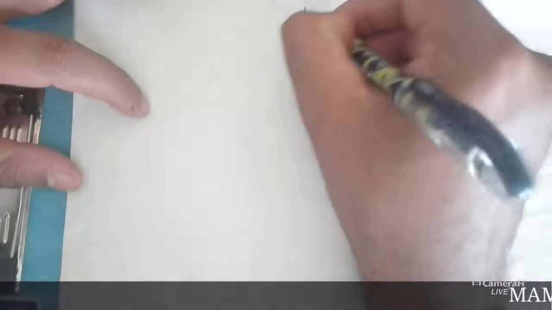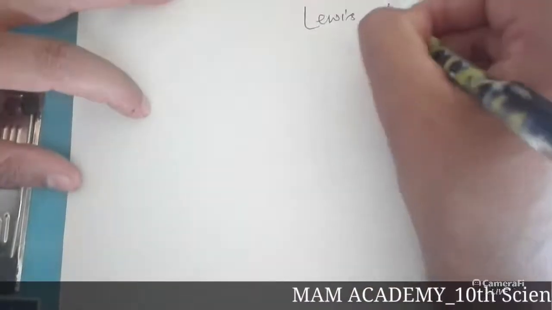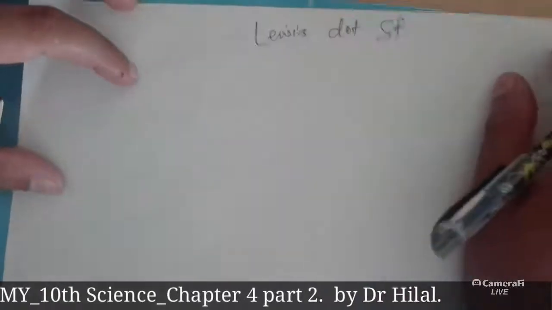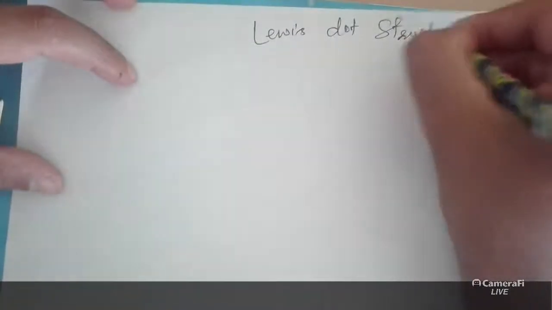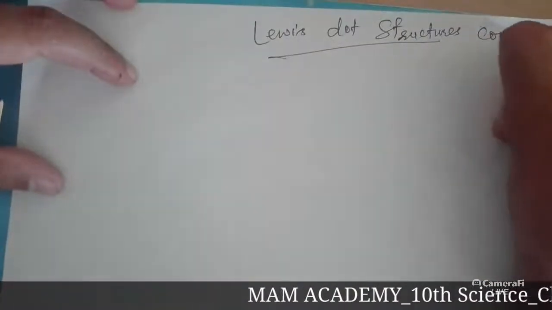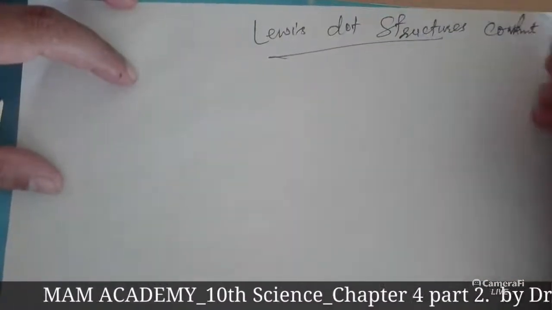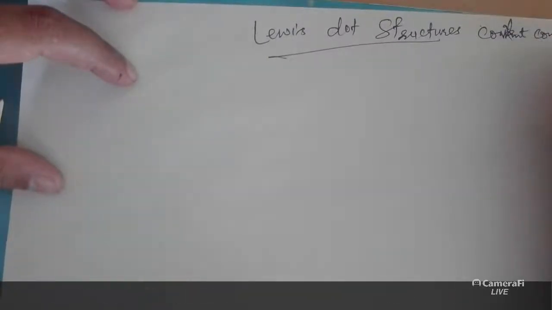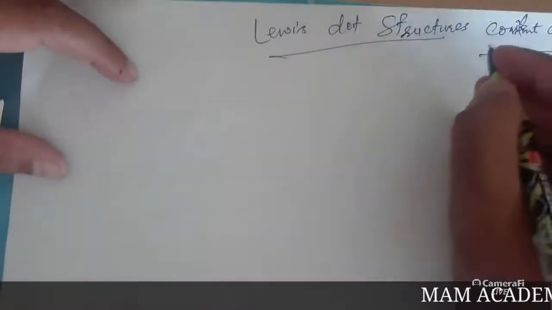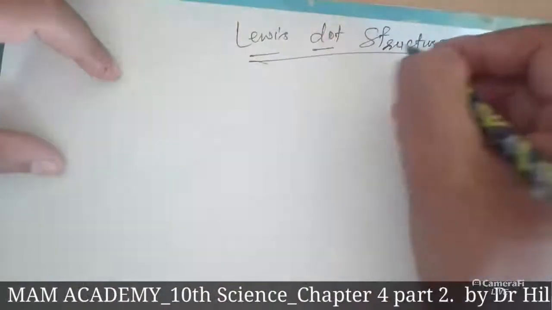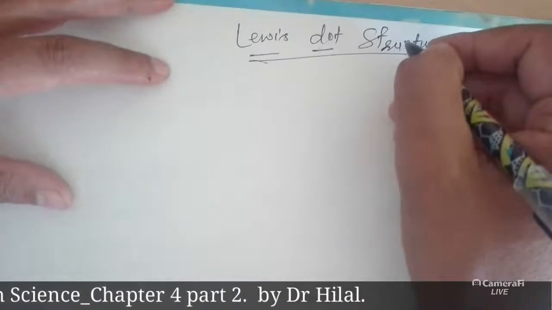How to form the Lewis dot structures of covalent bonds, covalent compounds. How we can form the Lewis dot structures of a covalent compound.